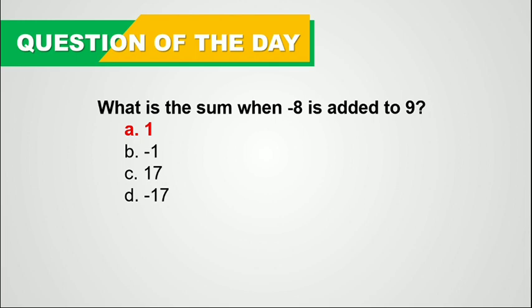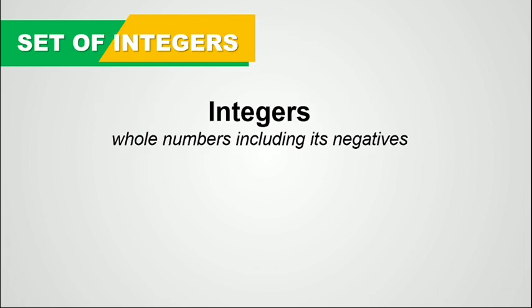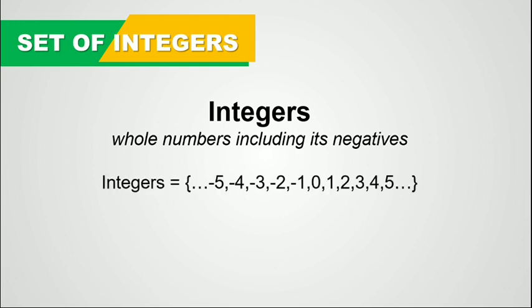Now, in order for you to answer these two questions correctly, you must be familiar with the concept of the set of integers. Let's recall that when we talk about integers, these are just simply the whole numbers, including its negatives, or the positive and the negative whole numbers. For example, we have infinity, -5, -4, -3, -2, -1, 0, 1, 2, 3, 4, 5. So these are the numbers that are included in the set of integers.